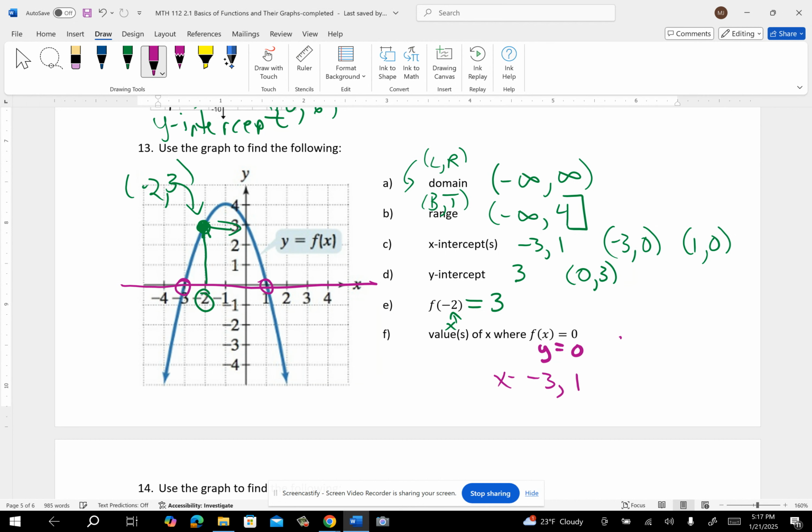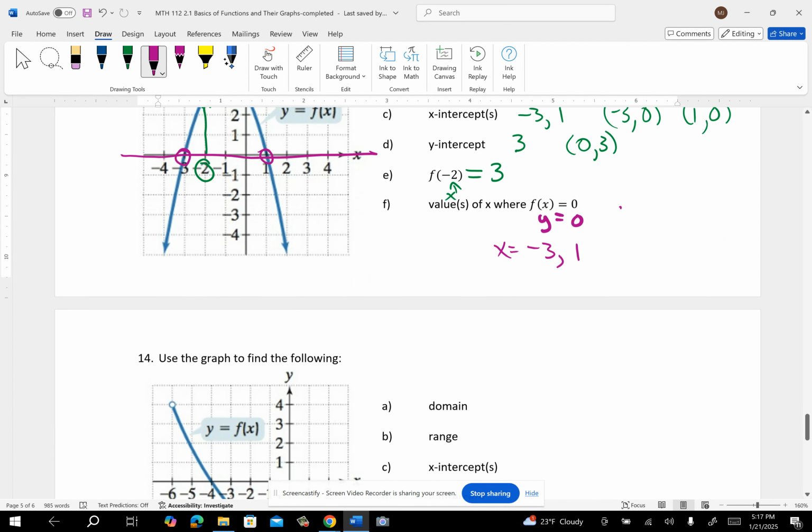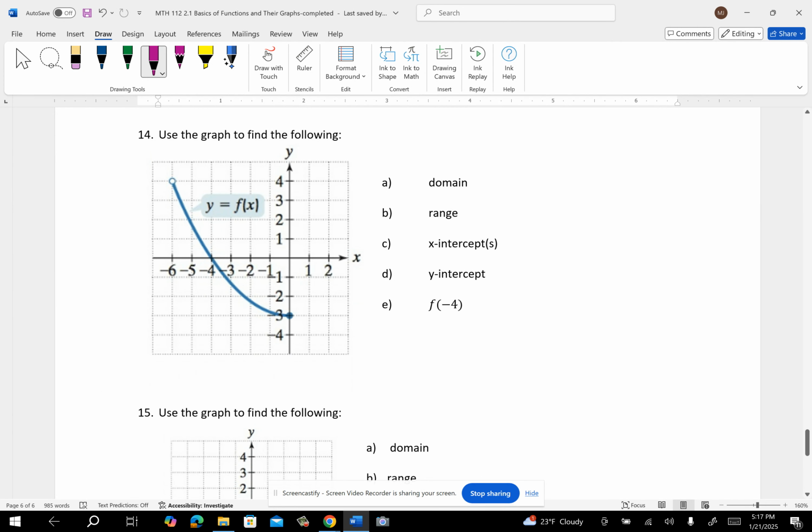So x equals -3 or x equals 1. All right, I wanted to do several examples of this because trying to interpret graphs can be a challenge when you're first trying to do this. All right, let's look at this guy. Number 14, there's our graph. Notice the open and the closed circles on the ends, but nice and continuous in between.